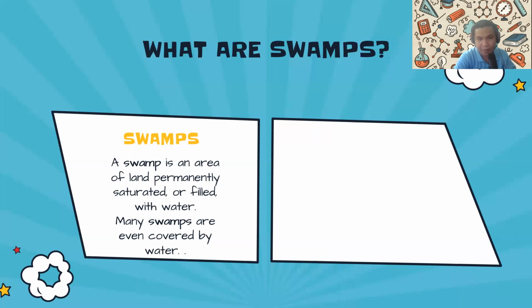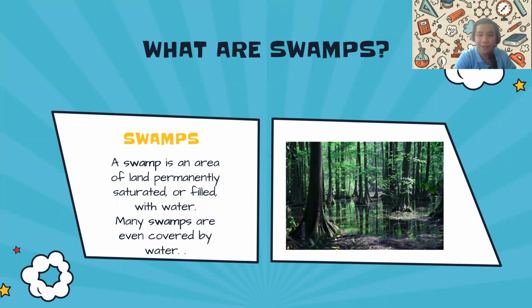The third one, swamp. A swamp is an area of land permanently saturated or filled with water. Many swamps are even covered by water. So this is an example of a swamp. Okay? It's an area that has a lot of water. But unlike the rivers and the lakes, the swamp has land, and the water is only covering it a little bit. It's not really a full-blown cover, because if it's fully covered in water, a lot of the trees will not be able to grow because the tree needs land. And if the water is very deep, no tree will be able to grow up.